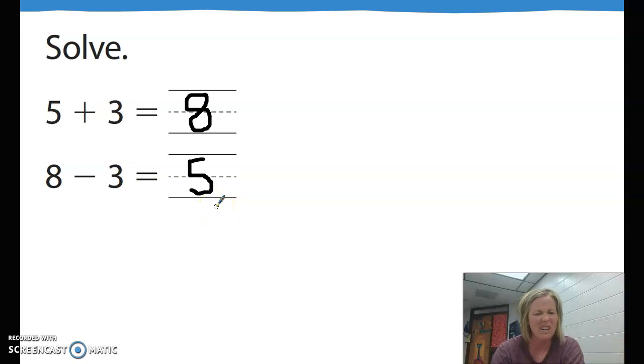I wonder, how are these problems related? Did you notice they have the same 3 numbers in them? They both have an 8, they both have a 5, and they both have a 3. Boys and girls, we call these fact families. So if we know 5 plus 3 equals 8, if we know we have 8 and take away 3, we know we must have 5.